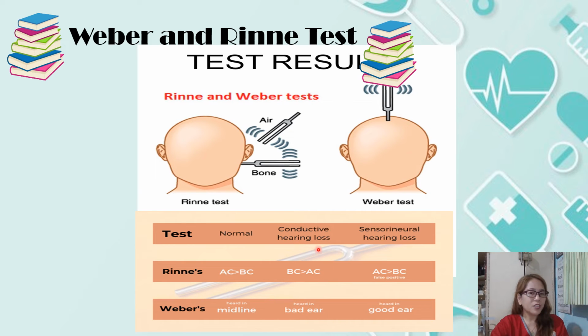Okay, if there is conductive hearing loss, the Rinne's test result is the bone conduction is greater than the air conduction. And using the Weber's test, the sound is heard in the bad ear. Okay. On the other hand, for sensory neural hearing loss, using the Rinne's test, the air conduction is greater than bone conduction. Okay. While for the Weber's test, the sound is heard in the good ear. So there is a sensory neural hearing loss.